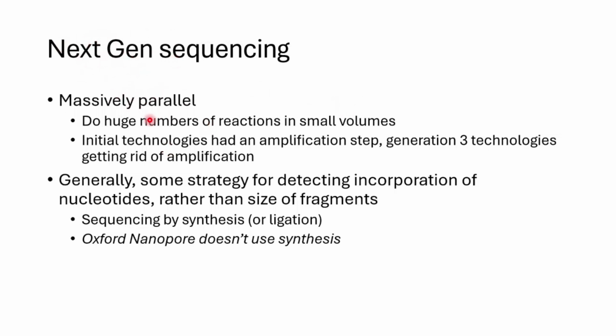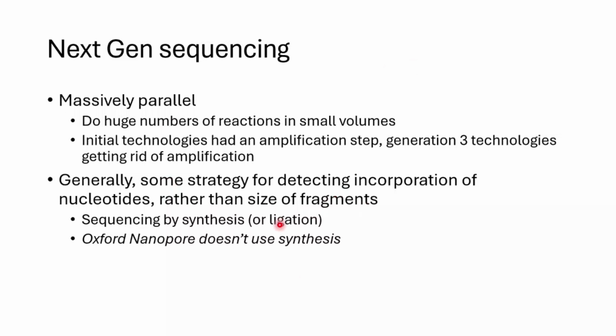Okay, so that's the first thing. They usually had an amplification step. So what you do is a PCR reaction to increase the amount of DNA. And that allowed you to work with much smaller volumes of reactant, making fewer reactions in your sequencing steps. Generation 3 technologies got rid of the amplification, and obviously generation 4 is now taking one piece of DNA, and that's it. That's what they're doing, okay?